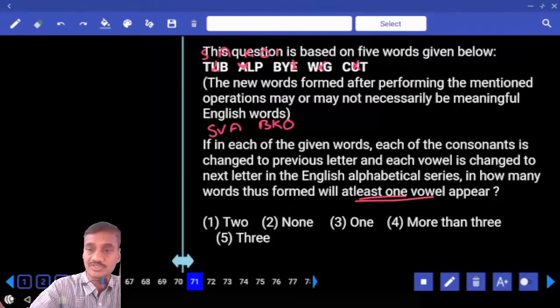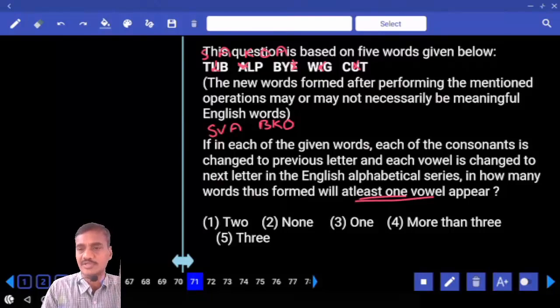And B minus 1 is A, and Y minus 1 is X. W minus 1 is V, G minus 1 is F. C minus 1 is B, T minus 1 is S. And in how many words do we have vowels? There are 3 words in which we have vowels.